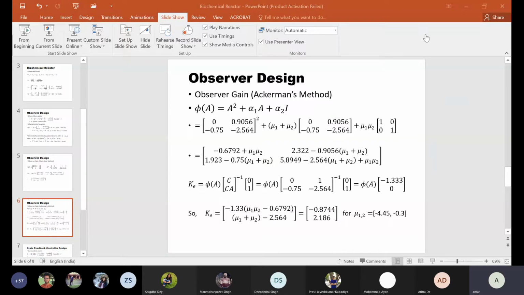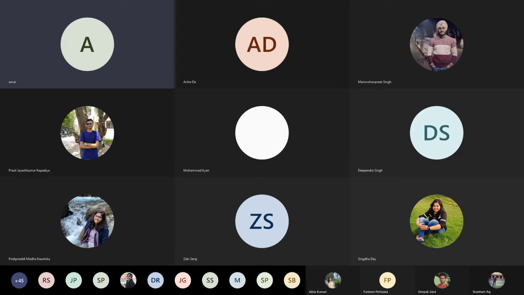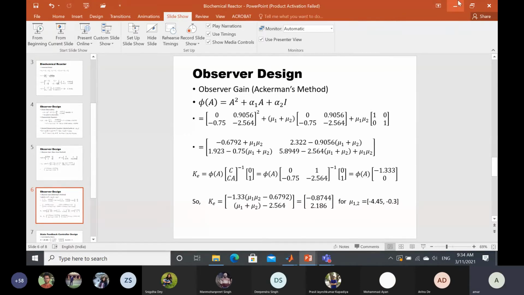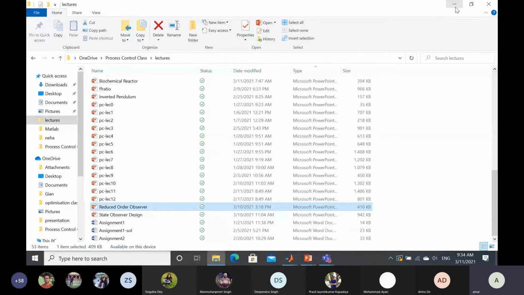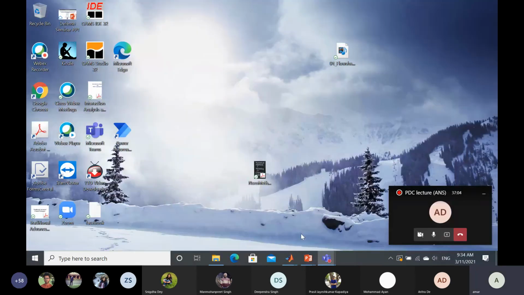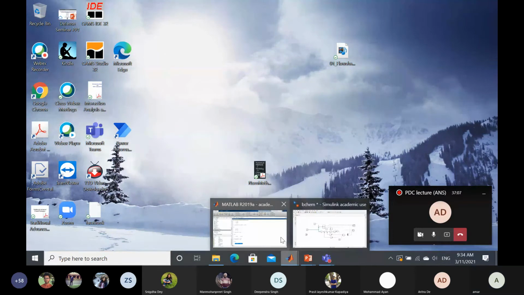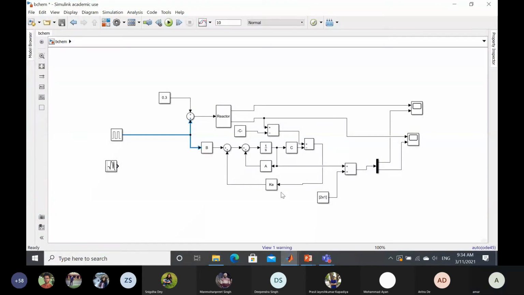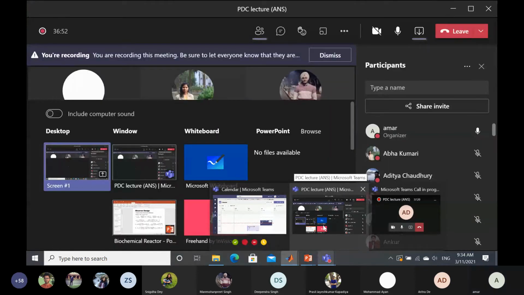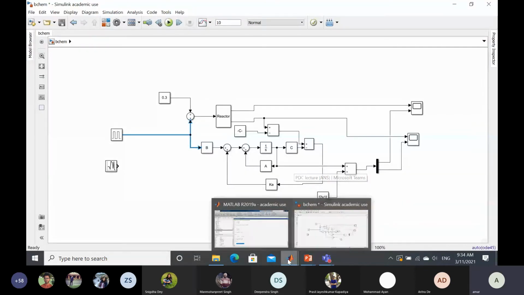Let me share the content. Can you see the MATLAB window? One of you please respond. Yes, sir. Okay.